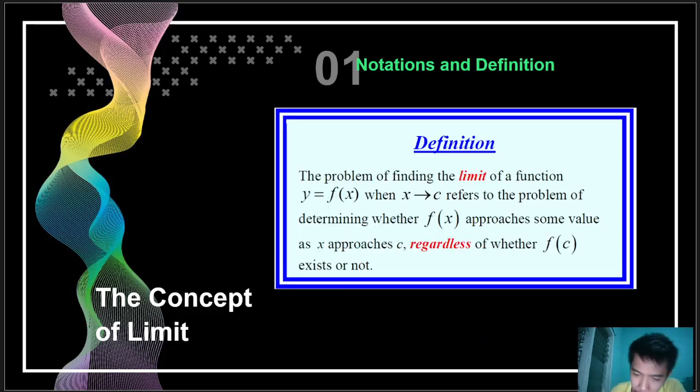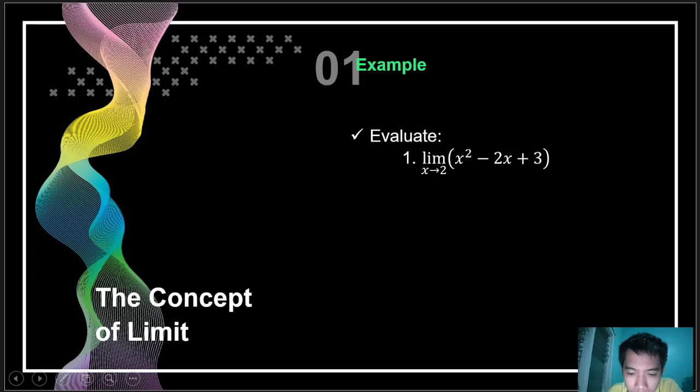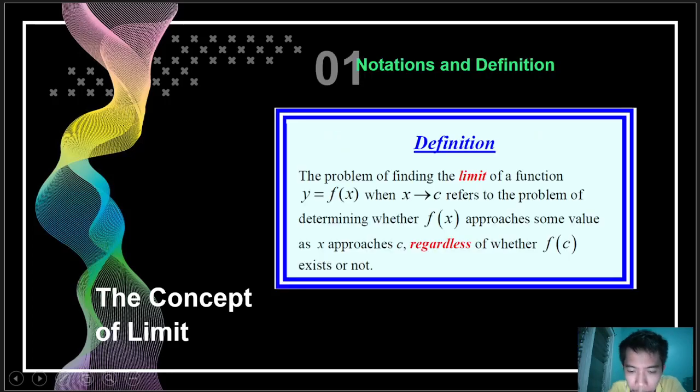Okay, so much for the notations and definition. We have another definition. The problem of finding the limit of a function y is equal to f of x when x approaches c refers to the problem of determining whether f of x approaches some value as x approaches c, regardless whether f of c exists or not.